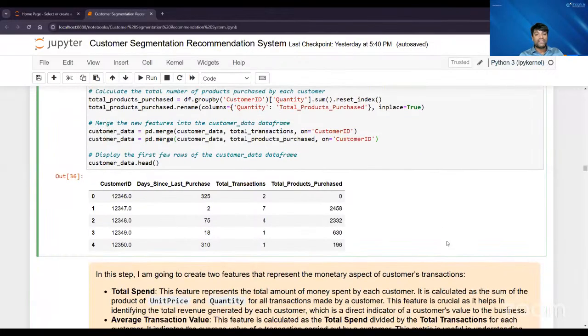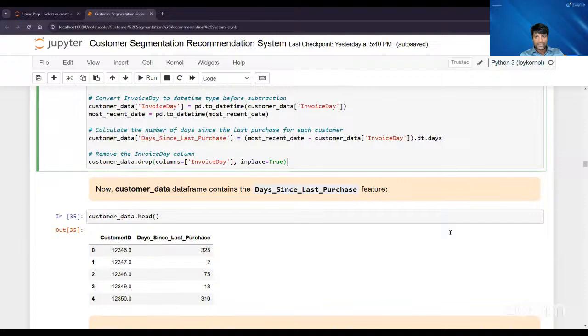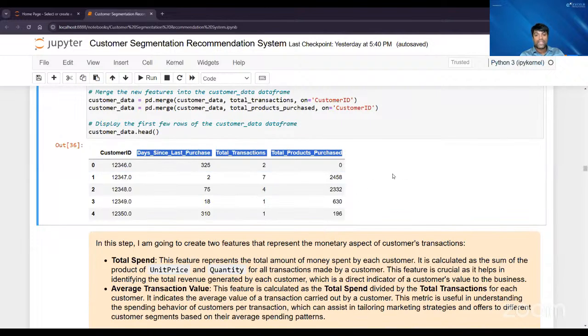So now if you print the head of the data, we can see this customer underscore data, where you can see how many days it's been since his last purchase. Along with that, I also added the total transactions that person has made and the total number of products he has actually bought. See here, the total number of transactions he has made is only 7, but the total products he purchased is around 2000. So he would have ordered some 400-500 products at one go also, right?